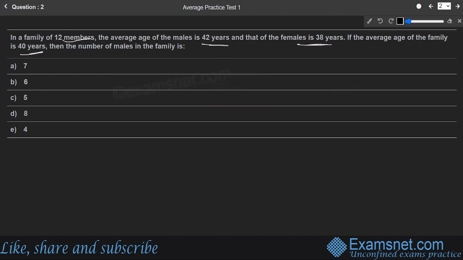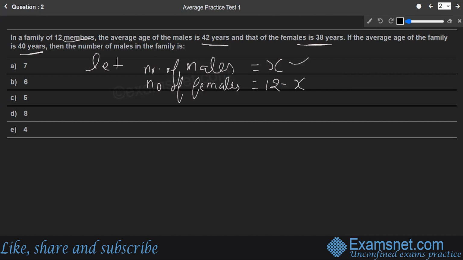So we can do one thing: we can assume the number of males or females and then find it out. So let the number of males in the family be x. Then he says in total there are 12 members, so the number of females will be 12 minus x. Obviously 12 minus x, because in total they are 12. Now this is the number of males, this is the number of females. Now the average he has said to be 40. So let us try to find out. We're going to find the total of males plus the total of females.